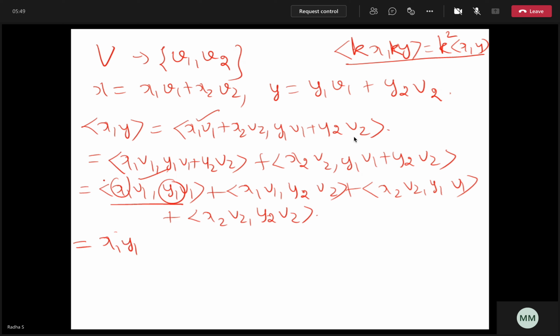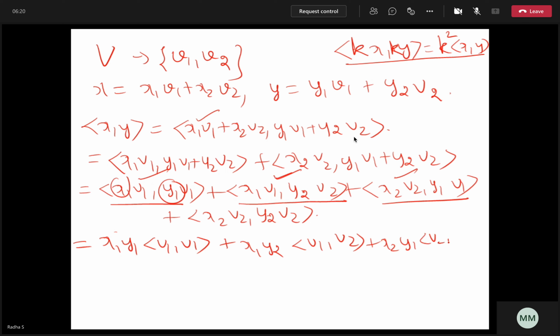x1, y1. x1 and y1 are scalars, right? Take that outside: inner product of v1 comma v1, plus here, what are all the scalars that you can take out? Are you all sleeping? x1, y2 into the inner product of v1 comma v2. Plus here, third one, x2, y1 into v2, v1. Okay, then here x2, y2 into v2, v2.